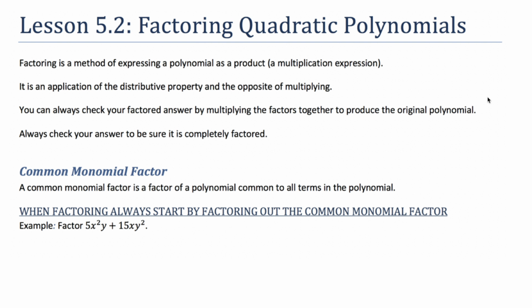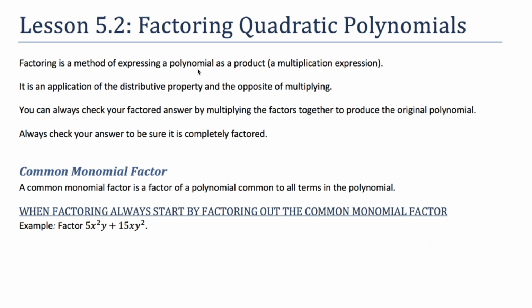So in lesson 5.2, we're going to do a review of factoring polynomials. We'll see quadratic ones. We'll also see some other ones. So factoring is a method of expressing a polynomial as a product. So you're going to take a polynomial, sometimes 2 terms, sometimes 3 terms, sometimes more than that, and then figure out what polynomials multiply together to equal that other polynomial.